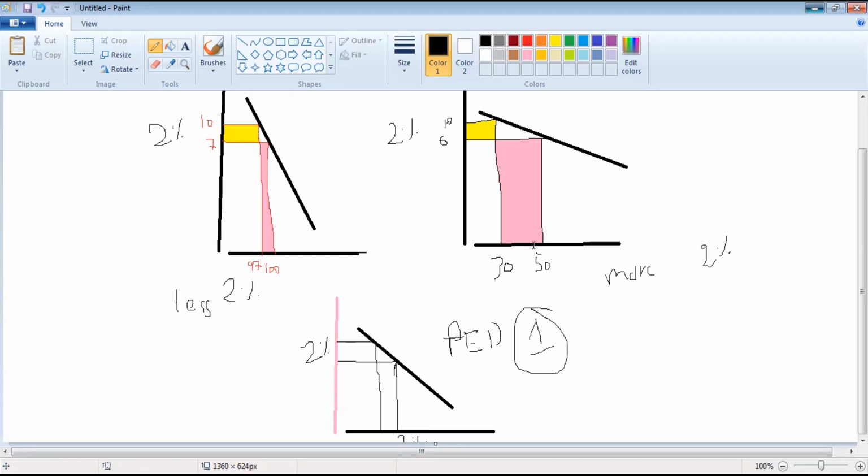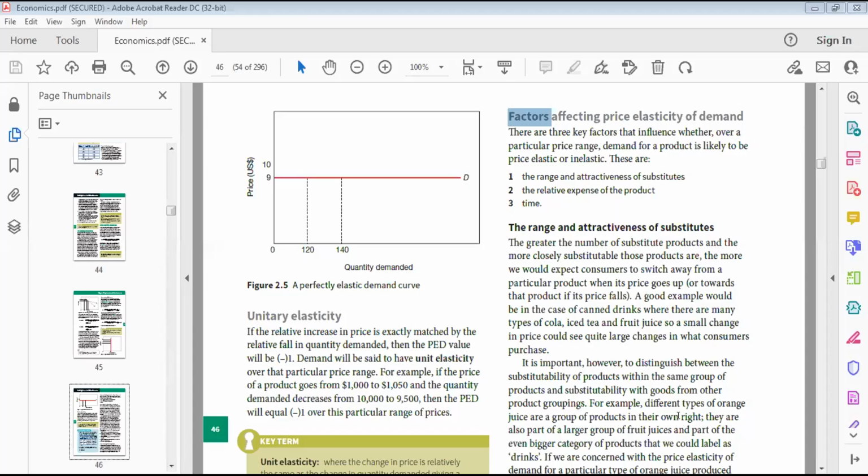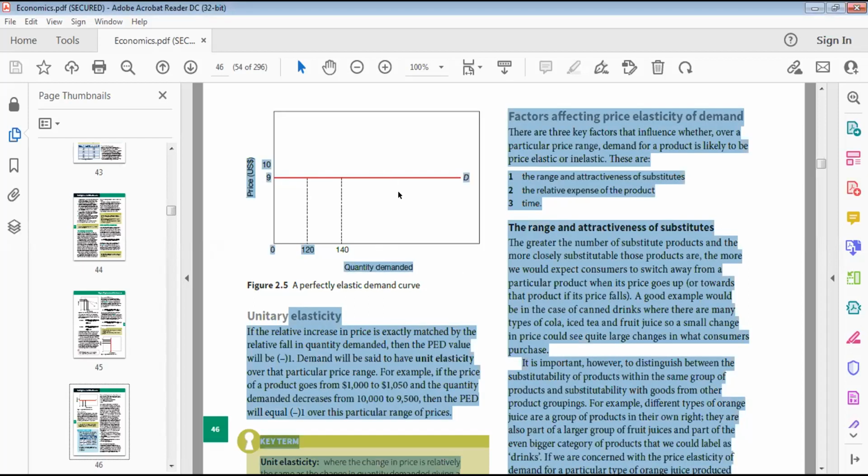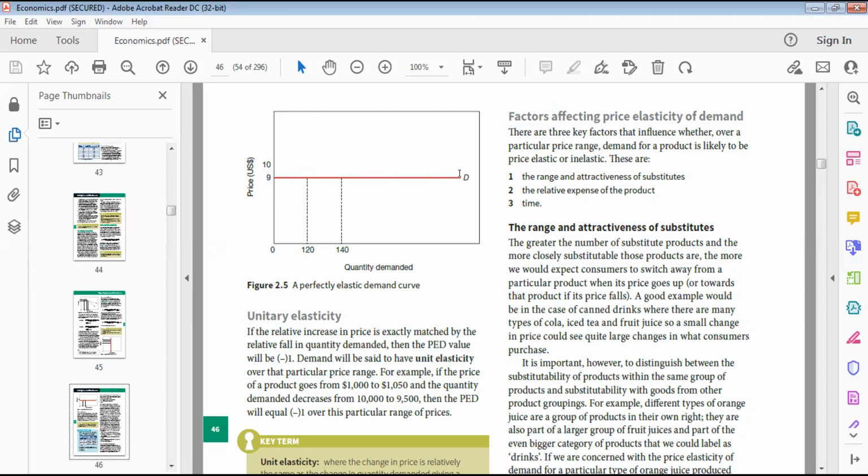So now let's go back to the book. What are the factors that affect the elasticity? We see that for some products the elasticity is high, for example soft drinks. Can you see the book? Just a second. All right, can you see it now? Yeah, can see now. Were you able to see the previous diagrams, like perfectly elastic?